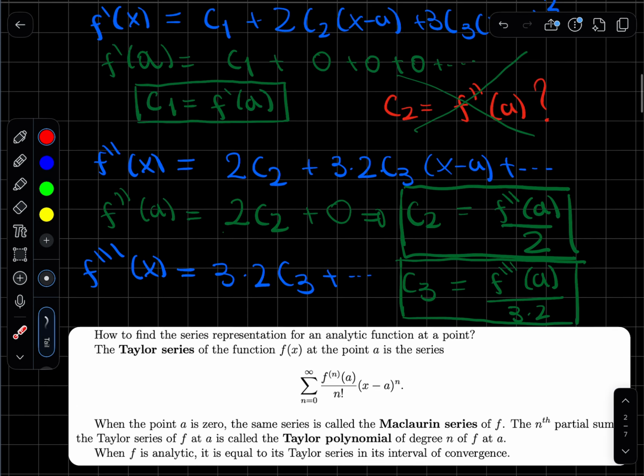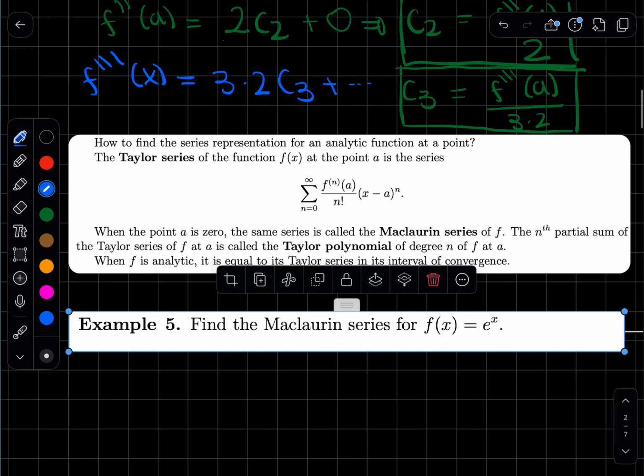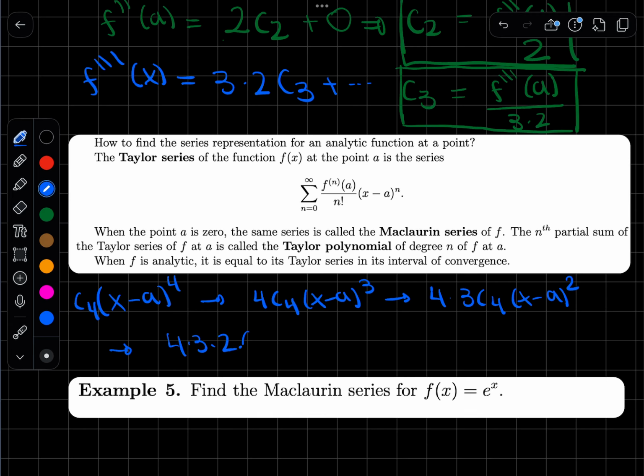If you want to know the c4, you can imagine starting with c4 times (x minus a) to the power 4, deriving it to get 4 c4 (x minus a) to the power 3, deriving again to get 4 times 3 c4 (x minus a) squared, and then deriving again to get 4 times 3 times 2 c4 (x minus a), and then one more time to just get 4 times 3 times 2 c4. So that is definitely 4 factorial. So this is why this is going on.